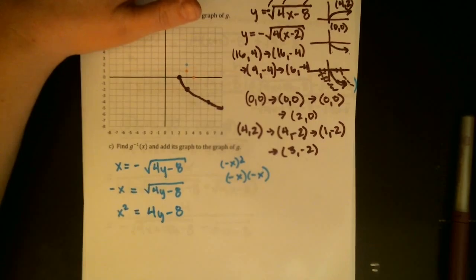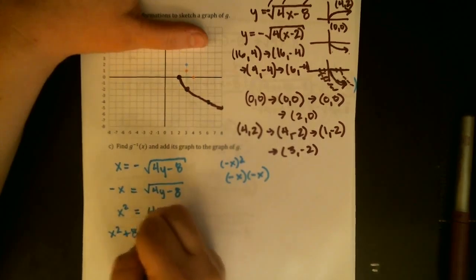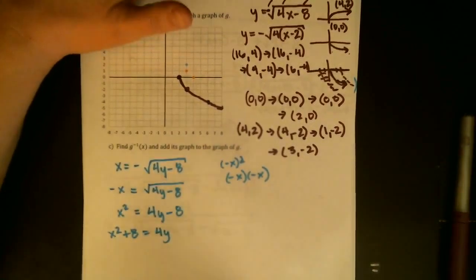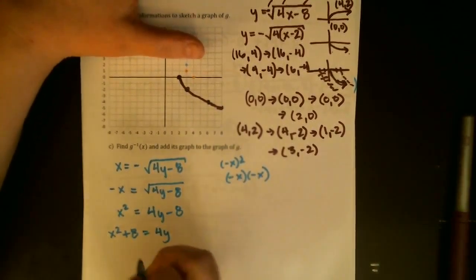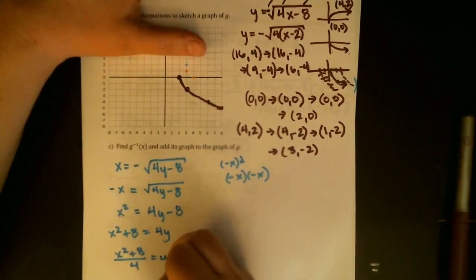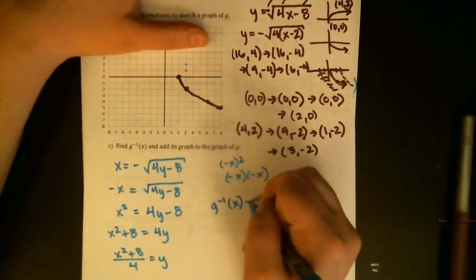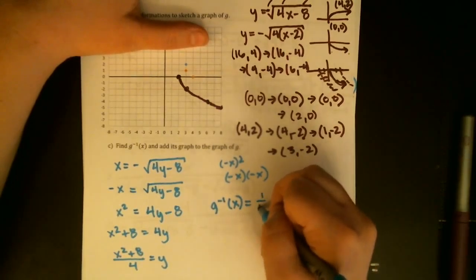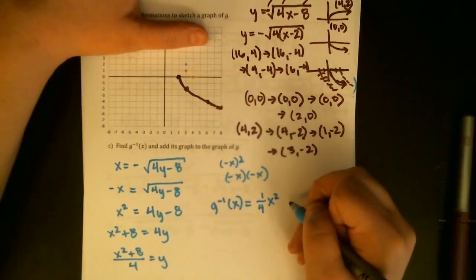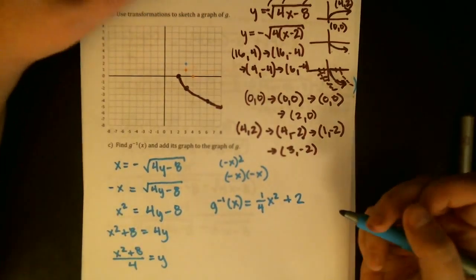Square root is gone. Next, we need to get rid of the -8, so we're going to add 8 to both sides, and then divide by 4. So we have x squared plus 8 over 4 equals y. So we could say that G inverse, I'm going to go ahead and split that up: 1/4 x squared, since x squared divided by 4 is 1/4 x squared, plus 8 divided by 4, which is 2.